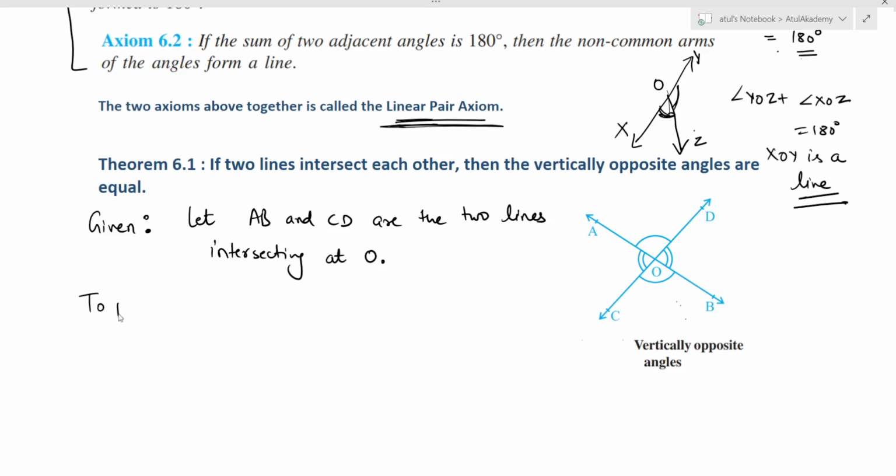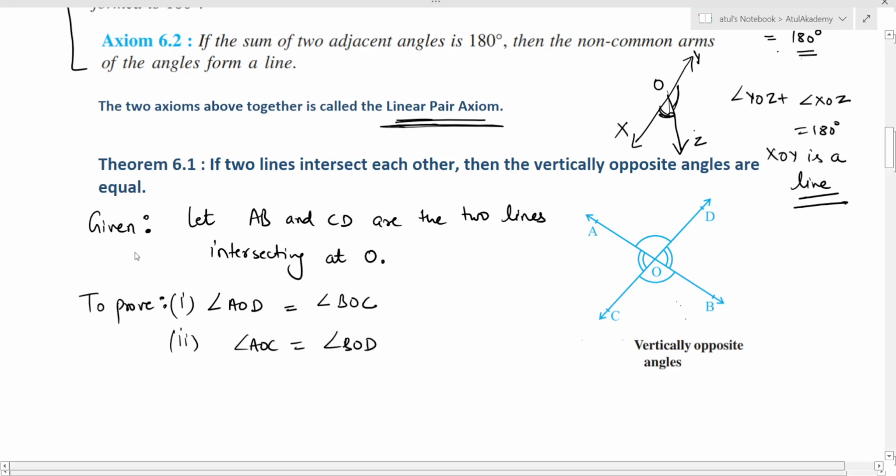Then what do I have to prove? I have to mention there. It is saying that vertically opposite angles are equal. So what are all the vertically opposite angles over here? AOD. You need to prove AOD equals BOC. You also have to prove AOC equals BOD. Clear, students? You need to write given, you need to write to prove. Let's start with the proof.